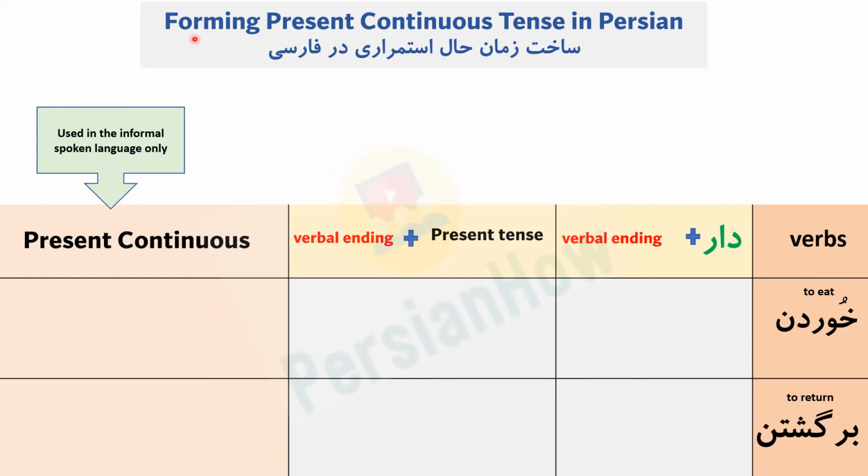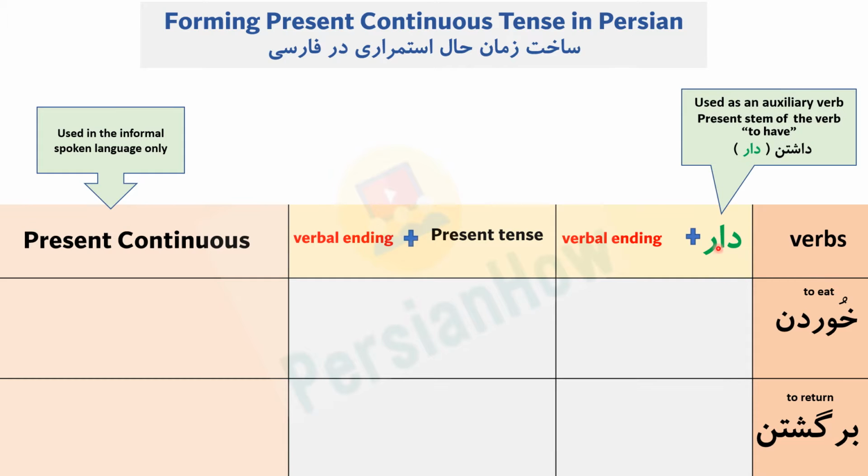First we need to learn how to form present continuous. We have two verbs here as examples. Let's start with the first one, خوردن, which means to eat. Remember, it is written as خوردن, but it's not pronounced as written. The first thing we need is dar. What is dar here? Dar is the present stem of the verb داشتن, which means to have. But here it is only used as an auxiliary verb or a helping verb.